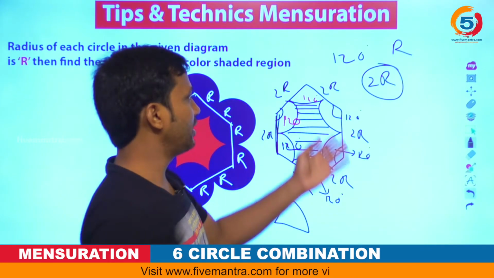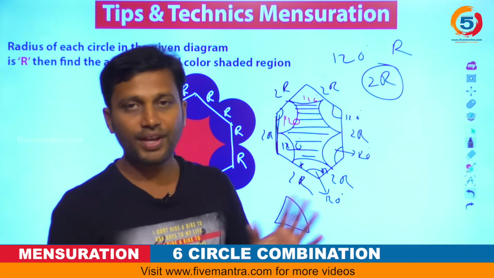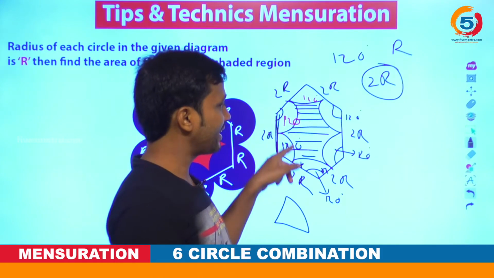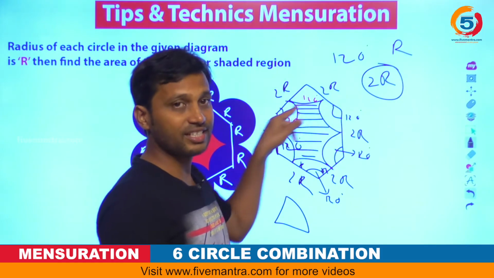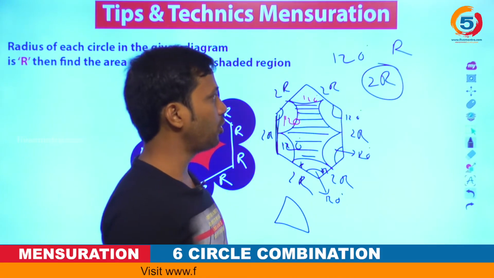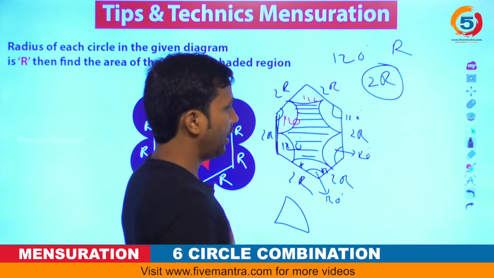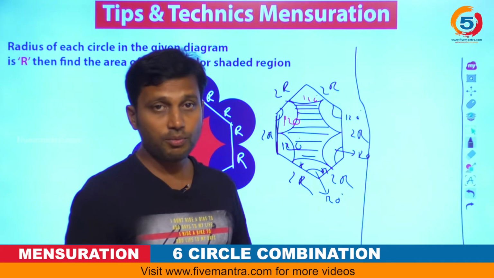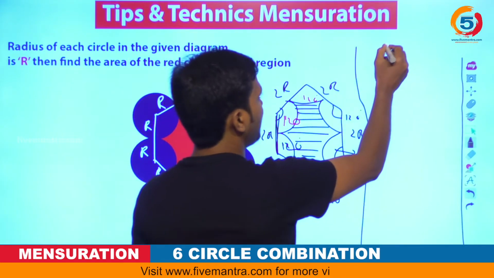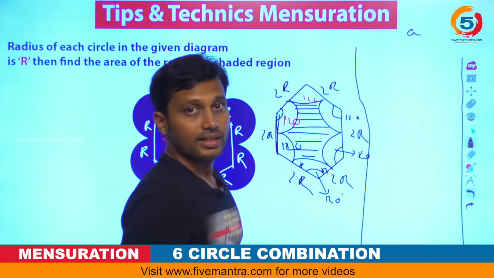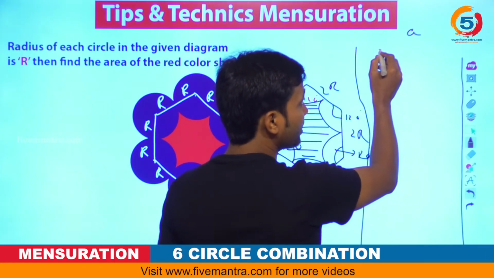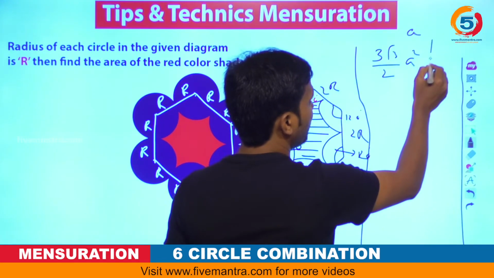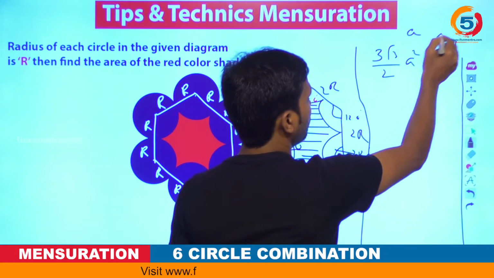Understood or not? So these are the details we found. What we have to do finally is subtract the area of 6 sectors from the regular hexagon. For that we need one more thing: when the side of each regular hexagon is A, then the area of the regular hexagon would be 3 root 3 by 2 A square, where each side of the regular hexagon is A.